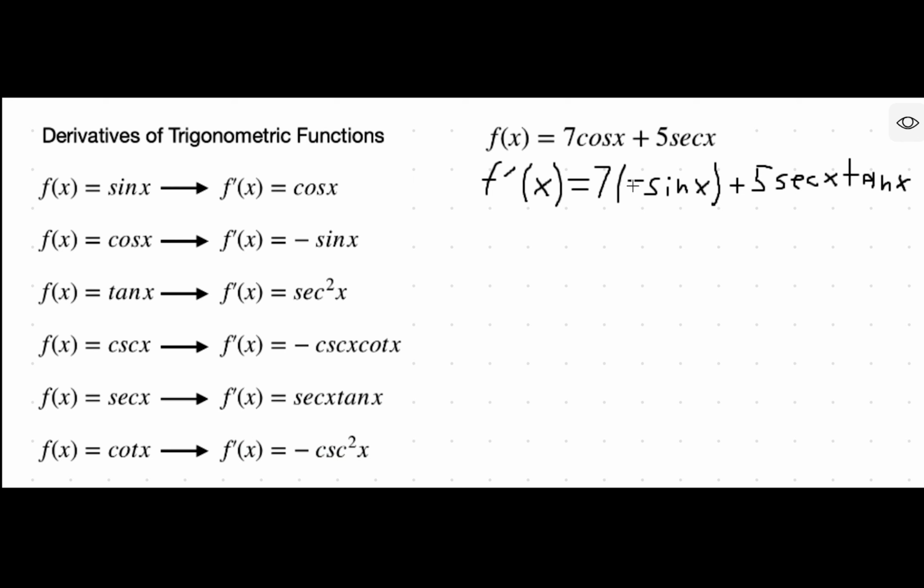And now we could just move the negative in front of the 7 here for the first term, just to simplify slightly. So our final answer for the derivative is going to be negative 7 sine of x plus 5 secant x times tan x.